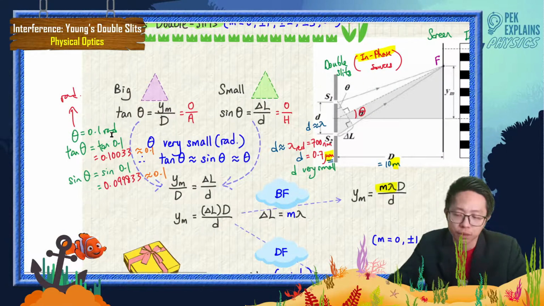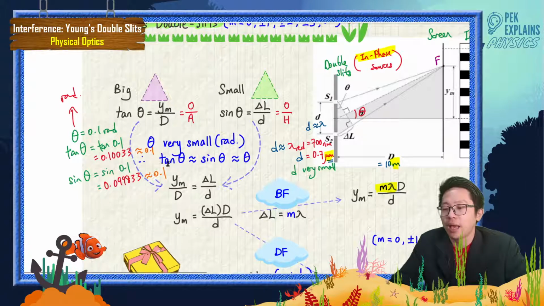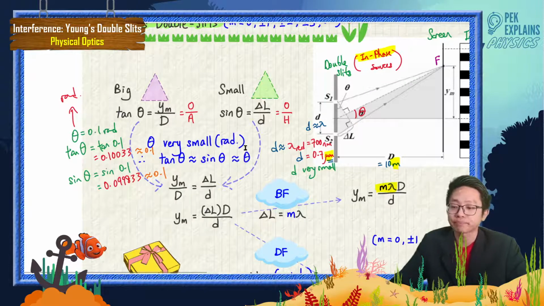Very small in terms of radian, 0.1 radian. That's why I can say tangent theta is almost equal to theta itself. Sine theta is also equal to theta itself, and that's why sine theta is equal to tangent theta. When theta is very small, tangent theta is almost equal to sine theta, almost equal to theta itself. Yeah, you use a calculator to prove it. All equal to almost 0.1, all equal to theta itself, 0.1.